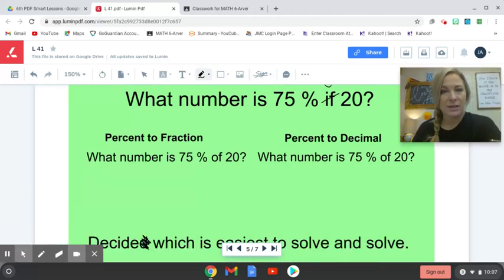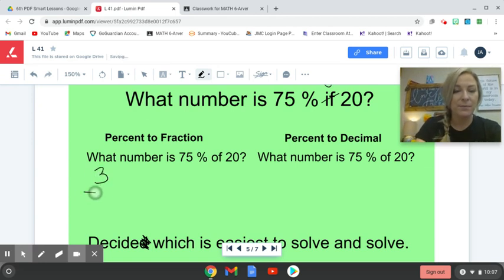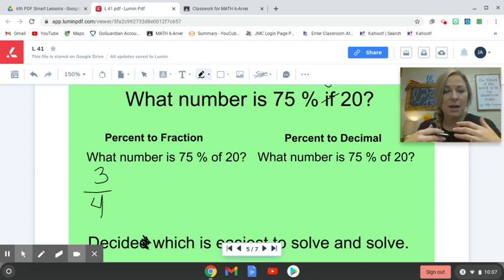All right, so because we just solved 75% as a fraction on the previous slide, I remember that 75% as a fraction is represented as 3/4. So this is starting to solve with the fraction route. I know that that's represented as 3/4 of in math. I'm looking right here. What number is 75% of 20? Remembering that this word right here is a math term. And anytime you see the word of in math, it means to multiply. So right here, I have 3/4 times 20.